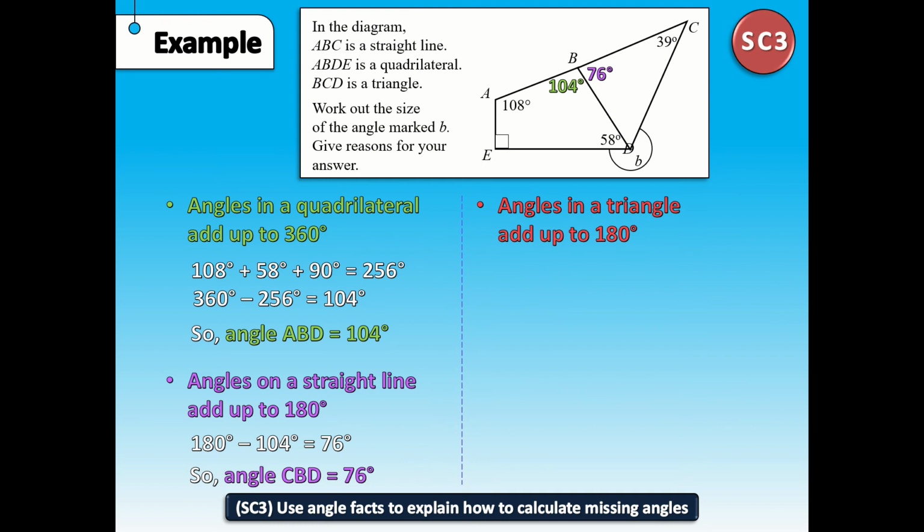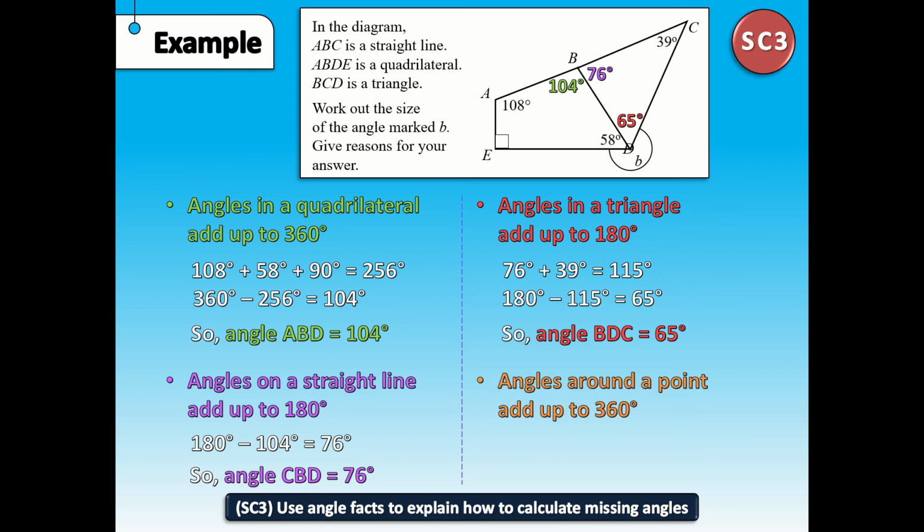Then we can say angles in a triangle add up to 180 degrees. So angle BDC is 65 degrees. And finally, angles around a point add up to 360 degrees. So angle B is 237 degrees.